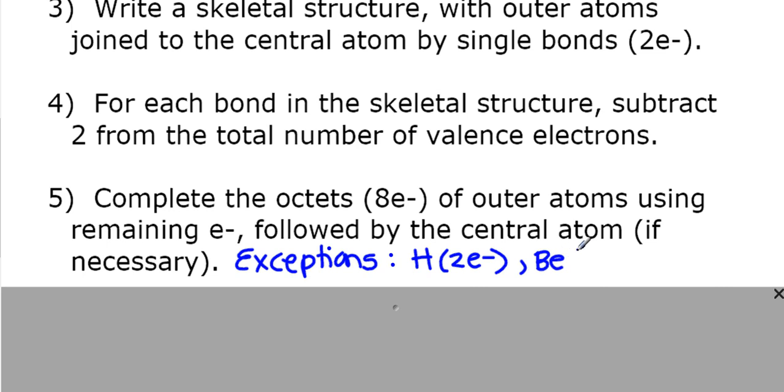Beryllium, 4. Boron is 6. Otherwise, we're going to assume 8 for the rest.